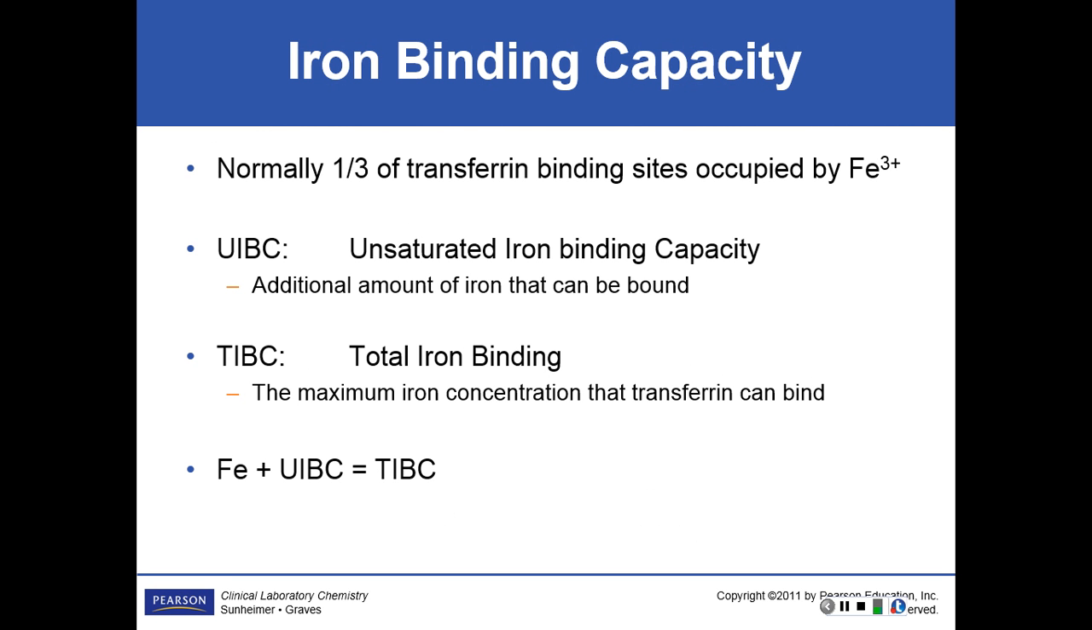Normally, about 1/3 of transferrin sites are bound by this iron 3+. We are concerned with the sites that are not bound, and that would be our unsaturated iron binding capacity. So that's how much more iron this protein molecule can hold. And therefore, the iron measurement and the unbound would give us our total iron binding capacity.